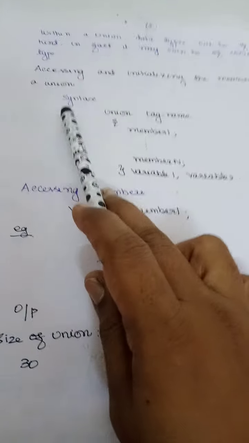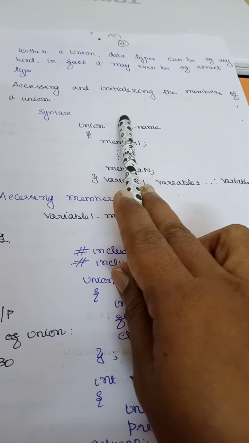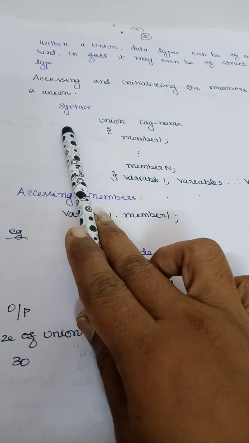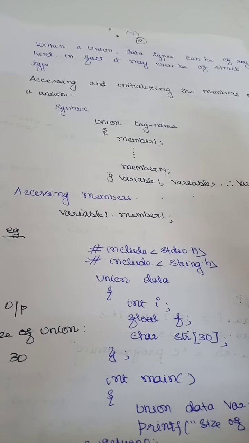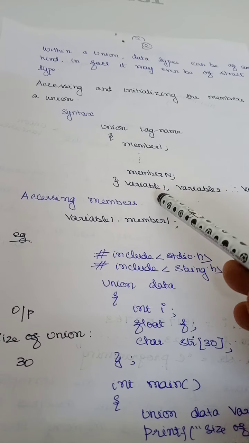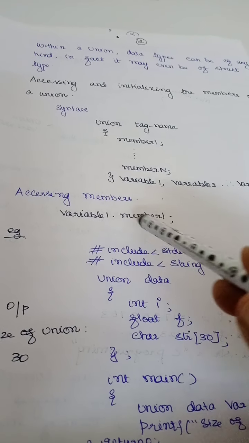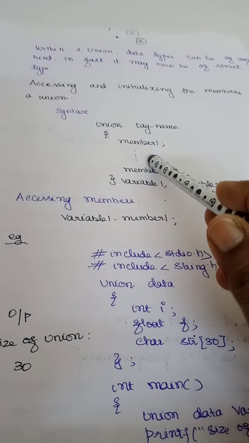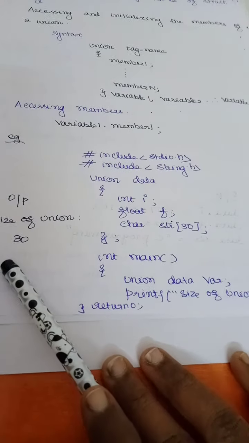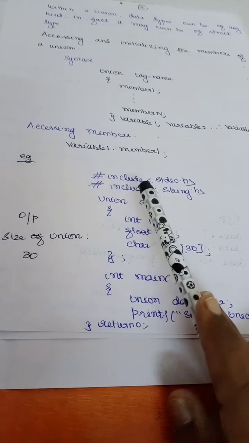Now, how to access and initialize the members of a union? Already I told you it is going to be the same as your structure. For a union, it is the variable dot member, that is what we have written, the variable dot member name, right? Now we'll see one example related to the union.